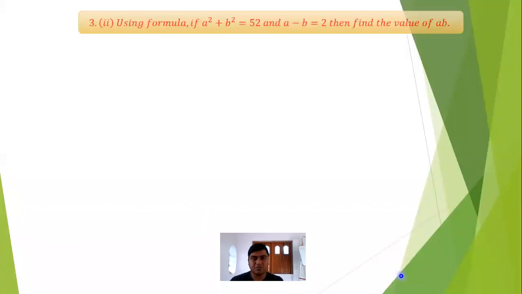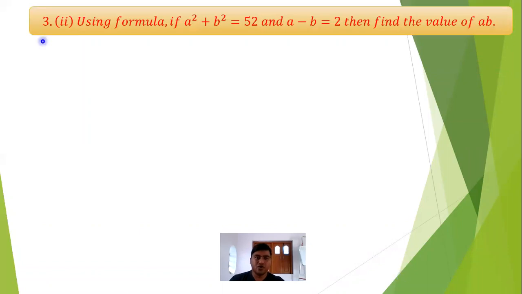So our next problem, 3-2. Using formula, if a square plus b square equals 52 and a minus b equals 2, then find the value of ab. Given a square plus b square equals 52 and a minus b equals 2, then find the value of ab.